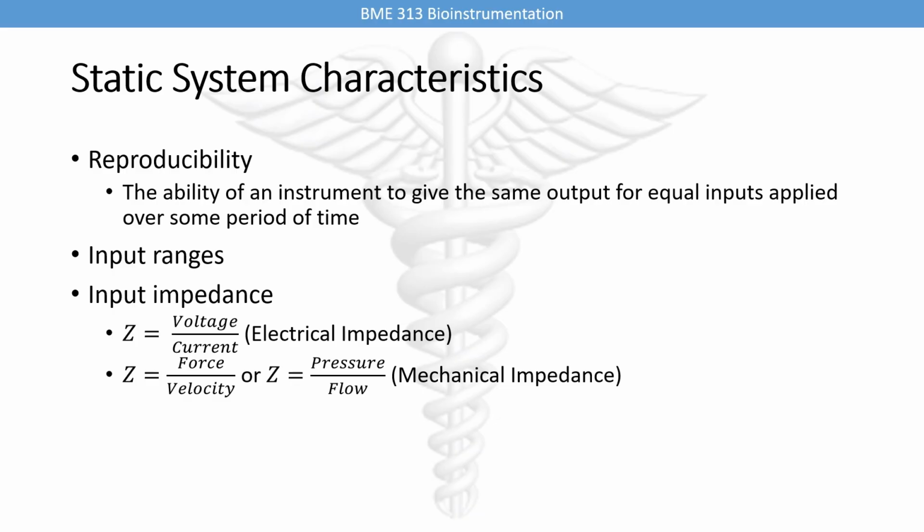Input impedance, defined as voltage divided by current, is also crucial. A high input impedance ensures that only a very small current is drawn from the source, minimizing energy loss. Since measurement sources often have limited energy, insufficient input impedance can load the source excessively and distort the original signal. For this reason, devices should have as high an input impedance as possible.